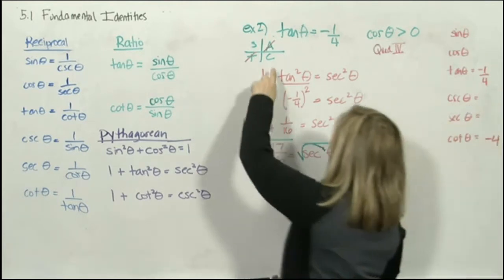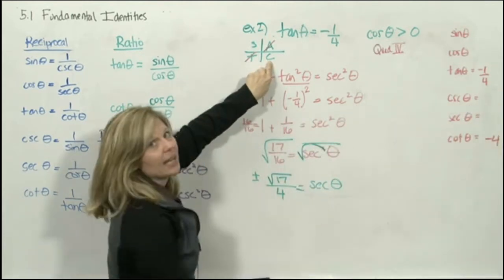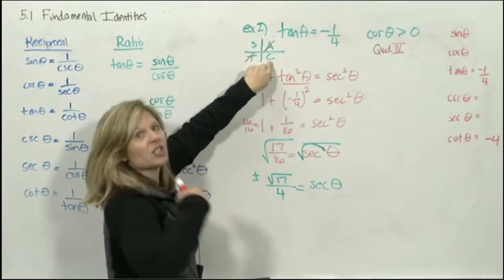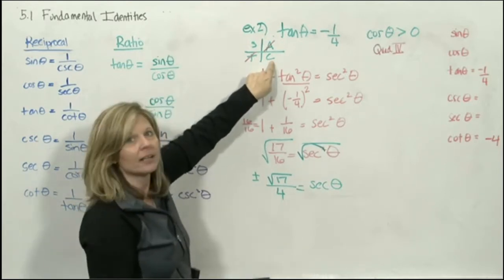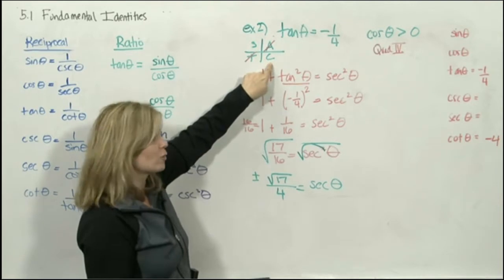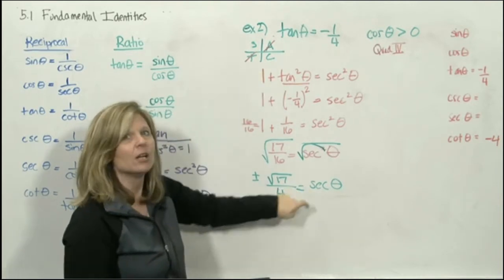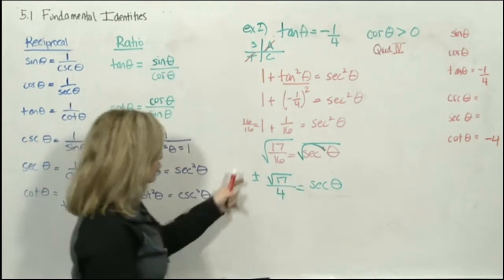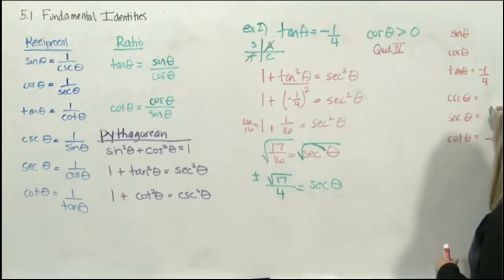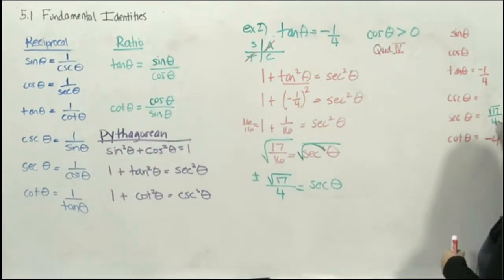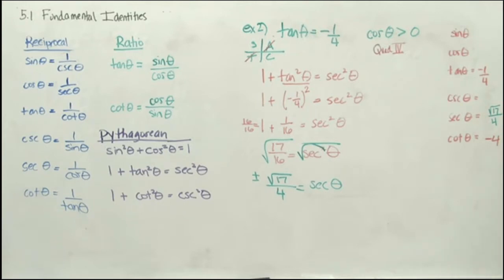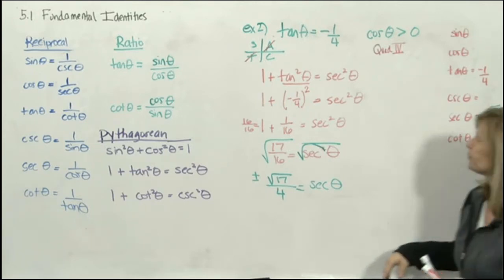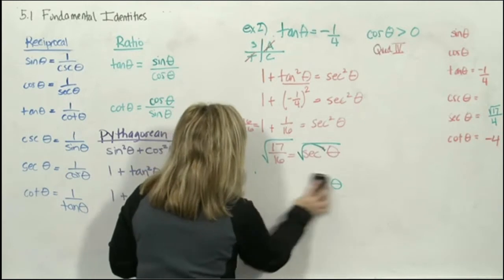But if you're in quadrant 4, what is secant? Well, secant is the reciprocal of cosine. And if cosine's positive in quadrant 4, secant's positive. So when they ask you for the answer for secant, don't give plus or minus. It will be positive square root of 17 over 4. All right, we're halfway done. Okay?